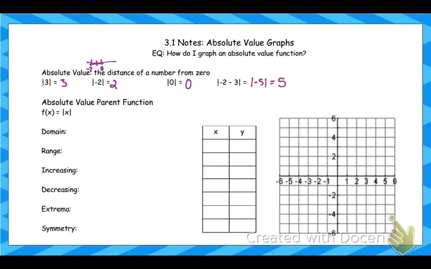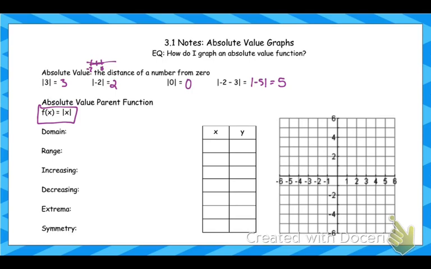So the first thing we're going to look at is the parent function. So if you remember parent functions, those are the functions that all of our other absolute values are going to be based off of. Every other absolute value is just a transformation of this graph. So we're going to look and see what this graph looks like.